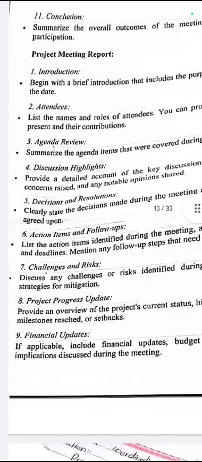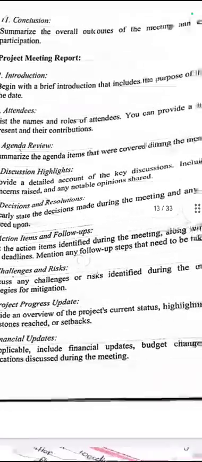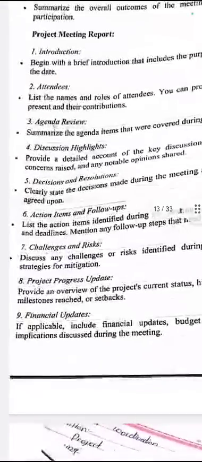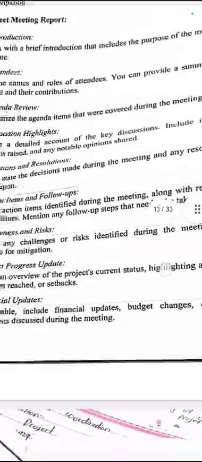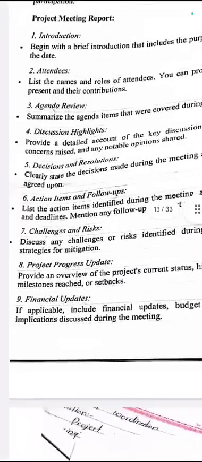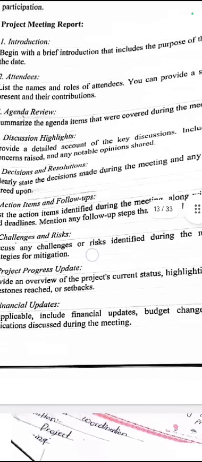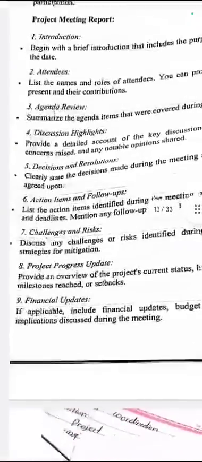Agenda review. Summarize the agenda items that were covered during the meetings. And discussion highlights. Provide a detailed account of key discussions, including important points, concerns raised and any notable opinions shared. Decisions and resolutions. Clearly state the decisions made during the meeting and any resolutions that were agreed upon.